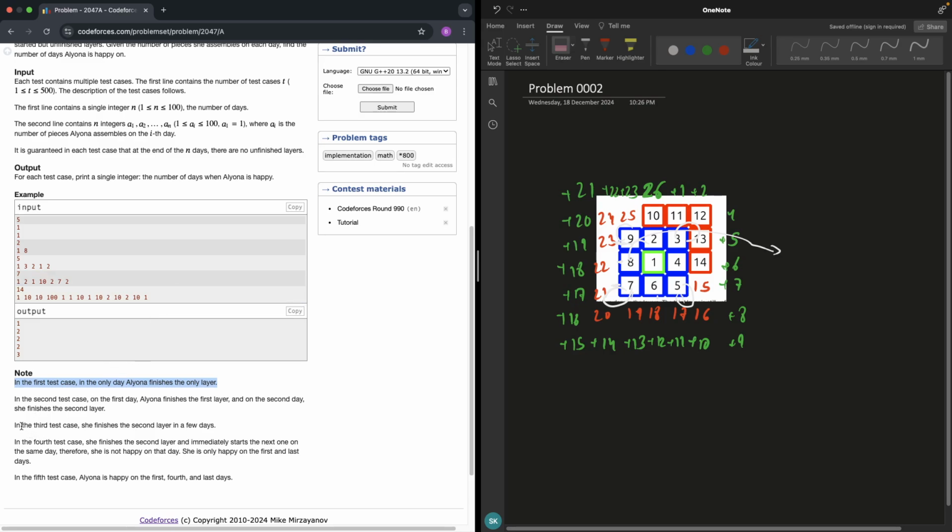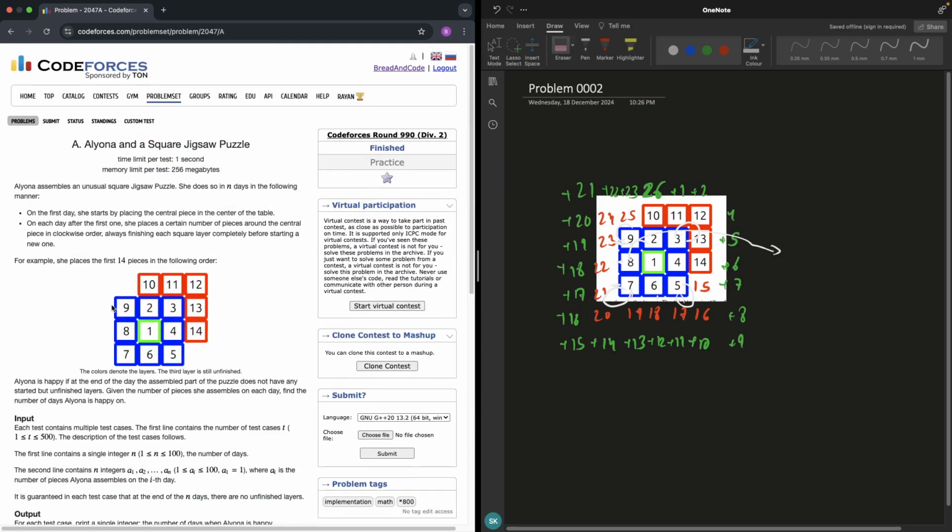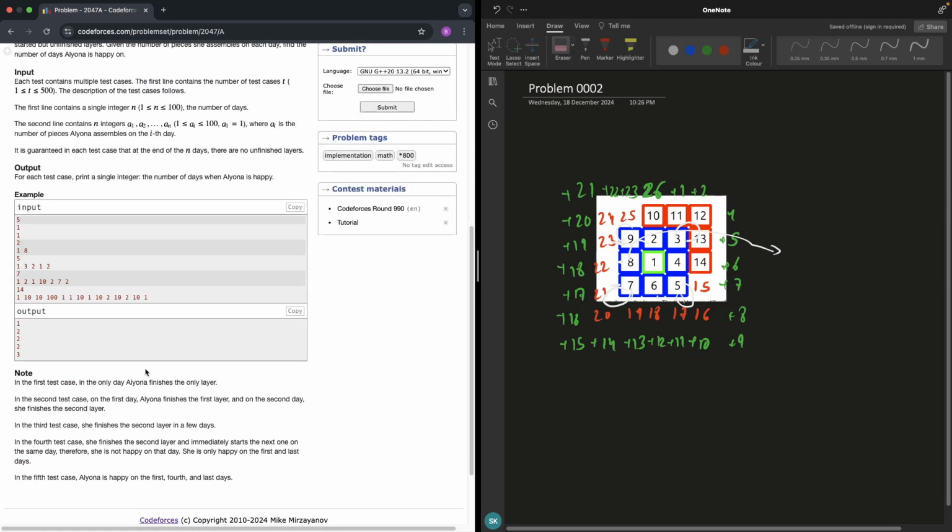So what she has done here is, in the second test case, how many days she is going to be happy: first, she is going to be happy on the first day, and on the second day when she places 8 more pieces there, that's a total of 9. So we are here at 9 and it's going to complete our blue square. So she is going to be happy here also, that's why here the answer is 2.